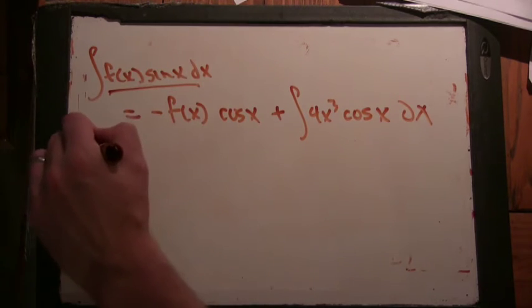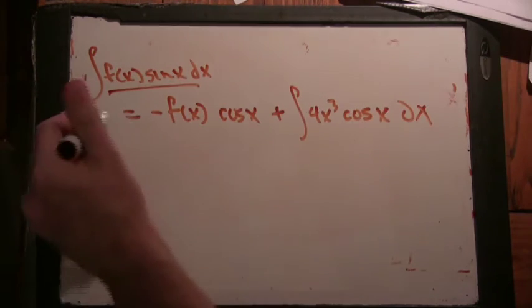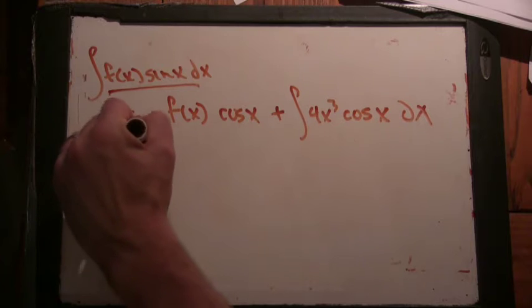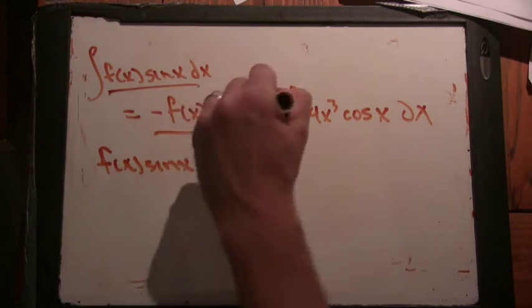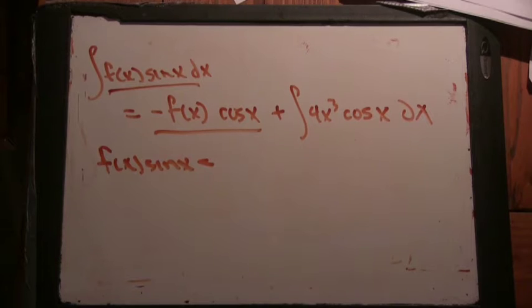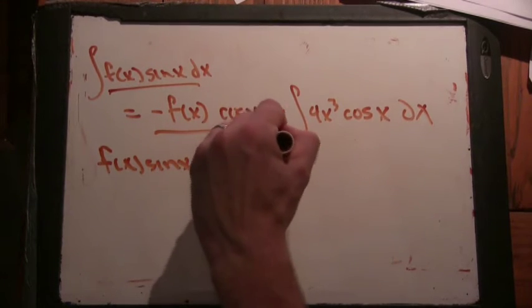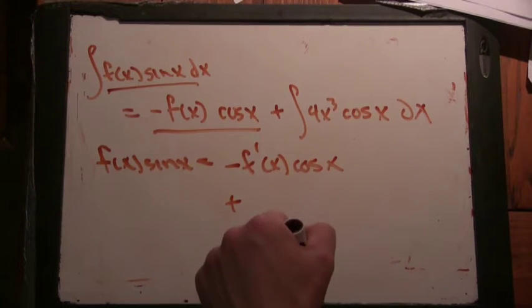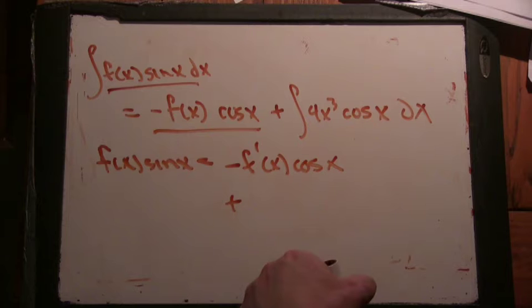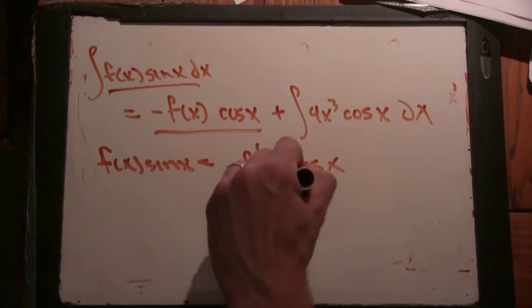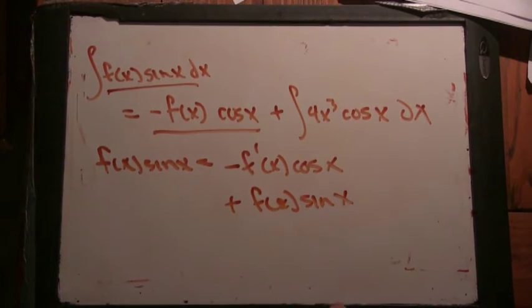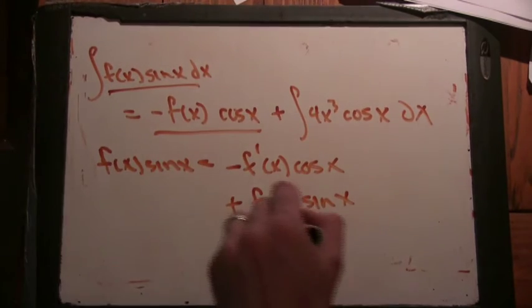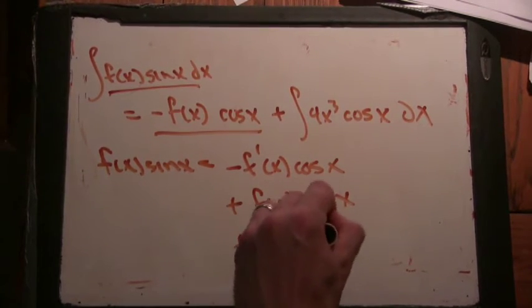That's just the inside, f of x sine x. Okay. What's the derivative of this expression? That's minus f prime of x cosine x plus, I guess, minus f of x. F of x is minus I, so yeah, it's going to be a plus f of x sine x. And then we're going to add on 4x cubed cosine x.